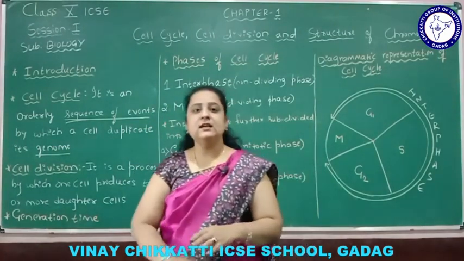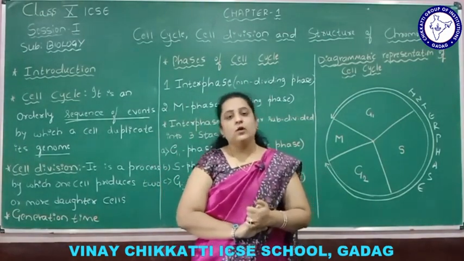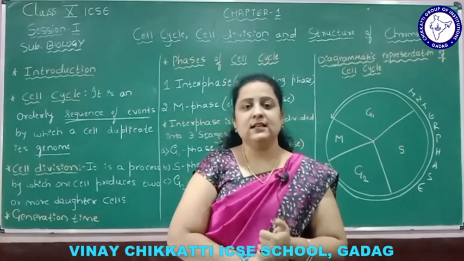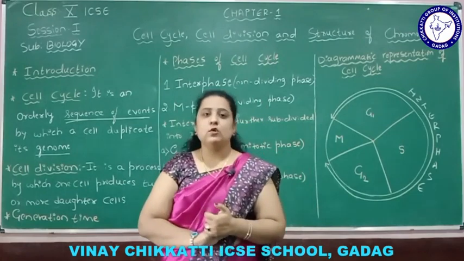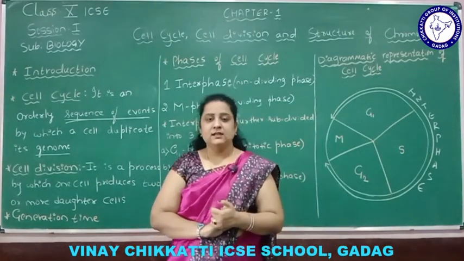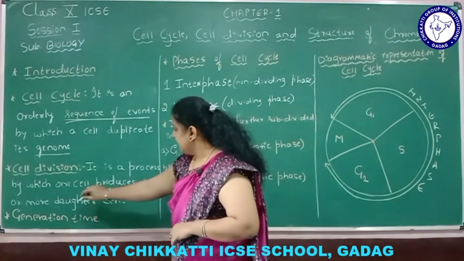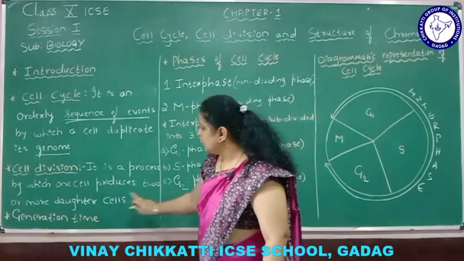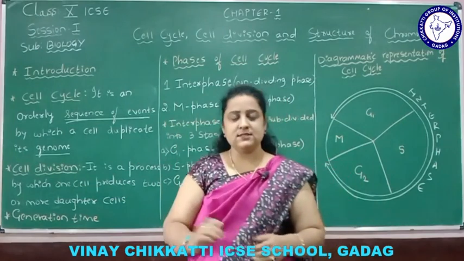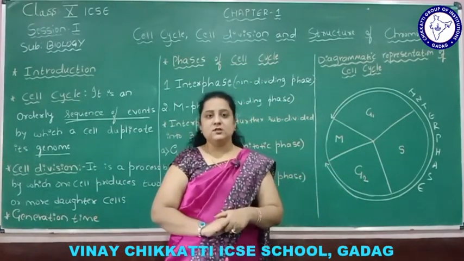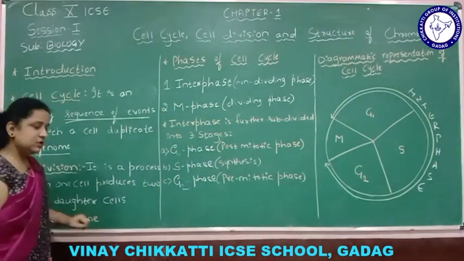Next, coming to cell division. It is the most important part of this topic. What is the need of cell division and why does the cell divide? In some lower organisms, cell division itself is a mode of reproduction, as in amoeba. It is a process by which one cell produces two or more daughter cells. Two daughter cells are produced in the case of mitosis, and four daughter cells are produced in the case of meiosis. That will come later.